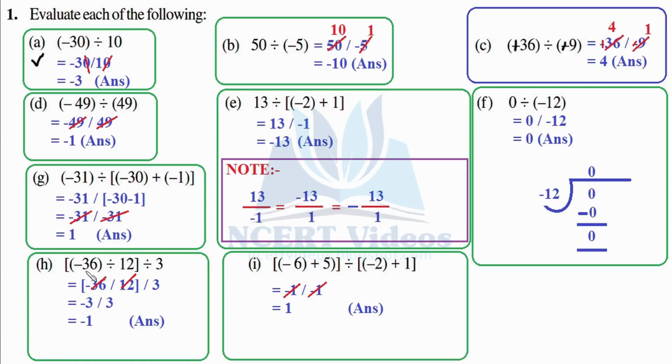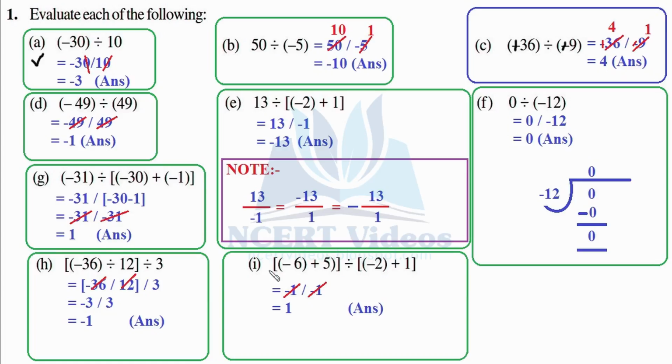H part, minus 36 divided by 12 divided by 3. First of all, we will always solve the bracket, else our answer will go wrong. 1 12 is 12, 3 12s are 36. Therefore it is 3 for this whole part. Minus is also there due to the same thing, and divided by 3. So here 3 by 3 is 1, and the sign was negative, therefore negative 1.